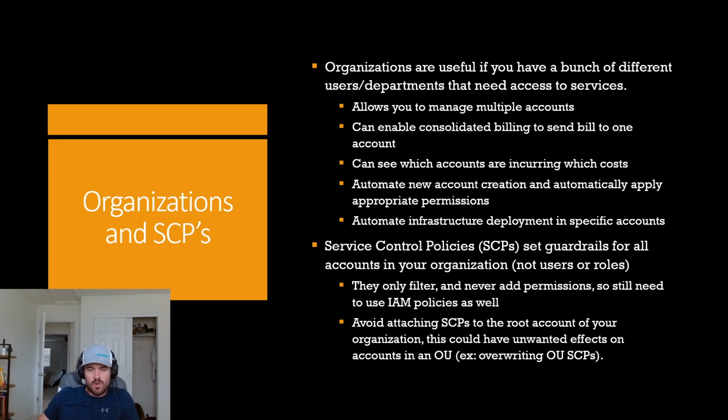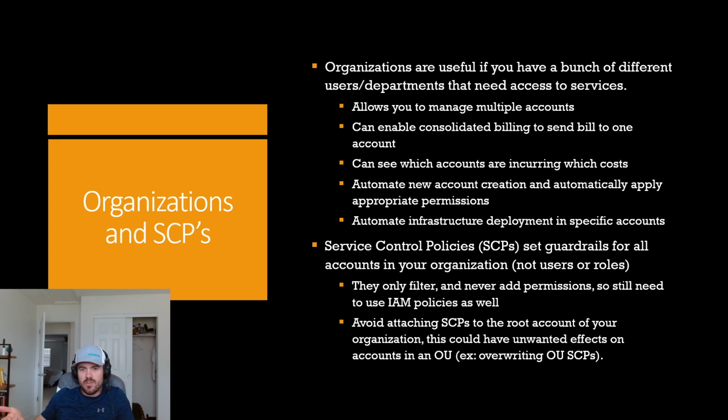We've got AWS Organizations, which are very useful if you have a bunch of different users and departments that need access to services, because those are more than likely going to be in different accounts. Okay. So Organizations allows you to manage multiple AWS accounts that you own. You have the option to enable consolidated billing to send the bill from all of your AWS accounts up to one account. Okay, and we'll take a look at what that actually looks like here in a minute.